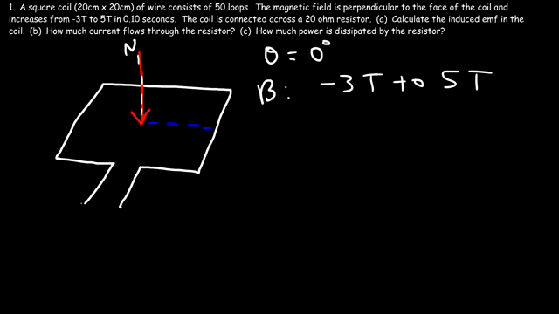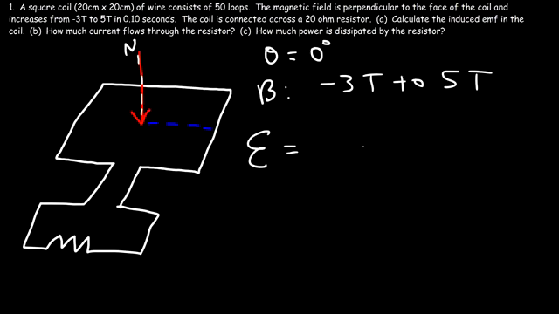Now this coil is connected across a resistor. How can we calculate the induced EMF in the coil and the current that flows through the resistor? So let's focus on the induced EMF. So it's going to equal -N times the change in the magnetic flux divided by the change in time.